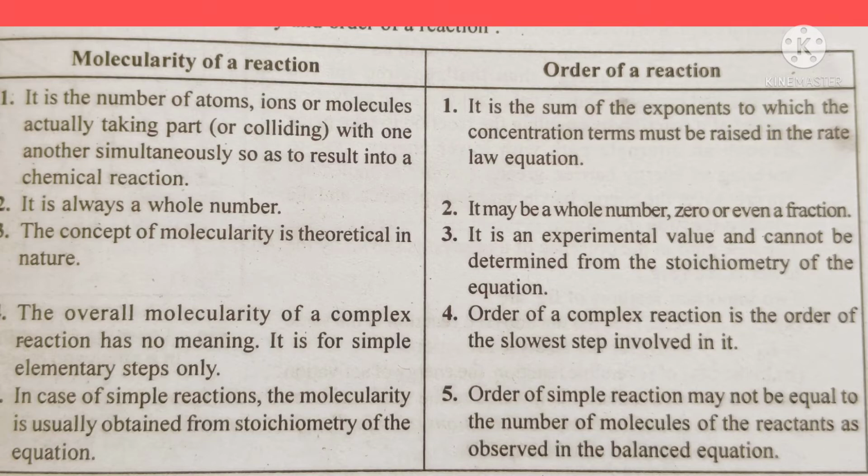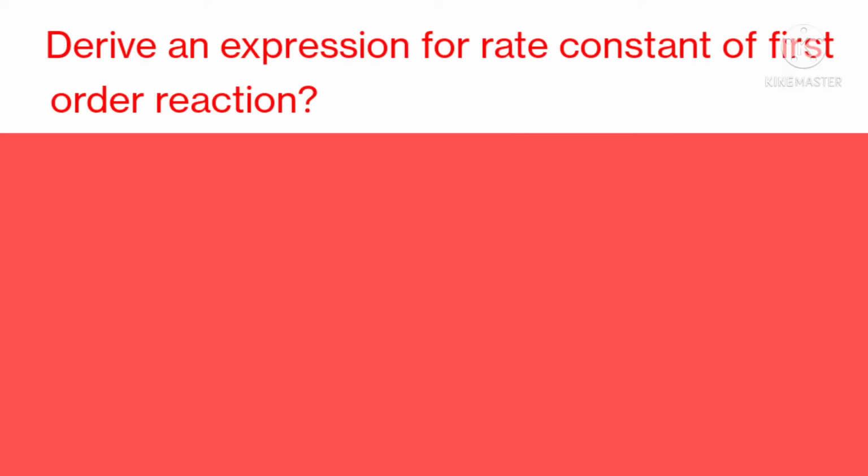In case of simple reactions, the molecularity is usually obtained from stoichiometry of the equation. Order of simple reaction may not be equal to the number of molecules of the reactants as observed in the balanced equation. Derive an expression for rate constant of a first order reaction.